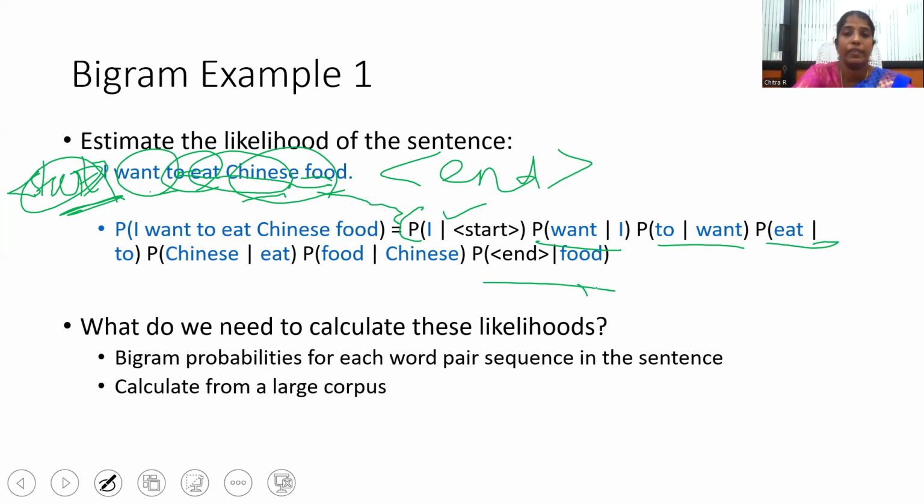In this manner you should divide the sentences and find the probability of each and every bigram. Then multiply all these together, and you will get the entire probability of the particular sentence in the corpus.